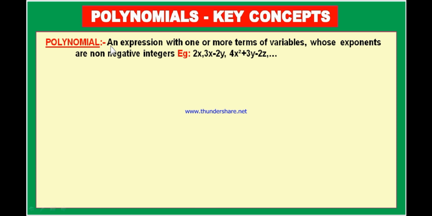Please listen to me carefully. There should be an expression with one term of a variable or more than one term of the variable. Means there may be one term, or two terms, or three terms in any expression. Such expressions are said to be polynomials when the condition is that the exponents are non-negative integers. The exponents of the variables should be non-negative integers.